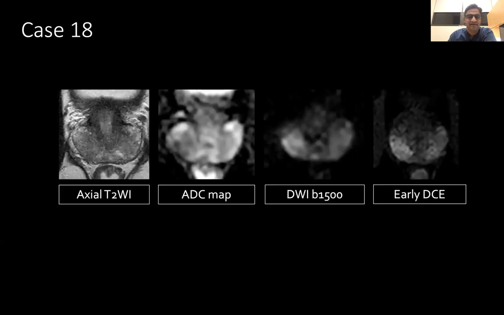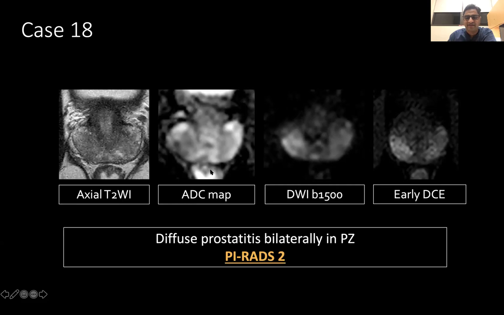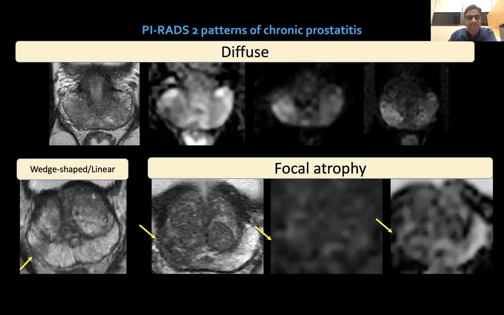Here is a patient with diffuse hypointensity of the peripheral zone bilaterally, with mild restricted diffusion and mild enhancement. This is a typical diffuse prostatitis, bilaterally in the peripheral zone. It can either mimic prostate cancer, or it can affect your sensitivity to detect prostate cancer within the prostatitis. As we see here, there is only mild restricted diffusion, so this is a diffuse form of prostatitis.